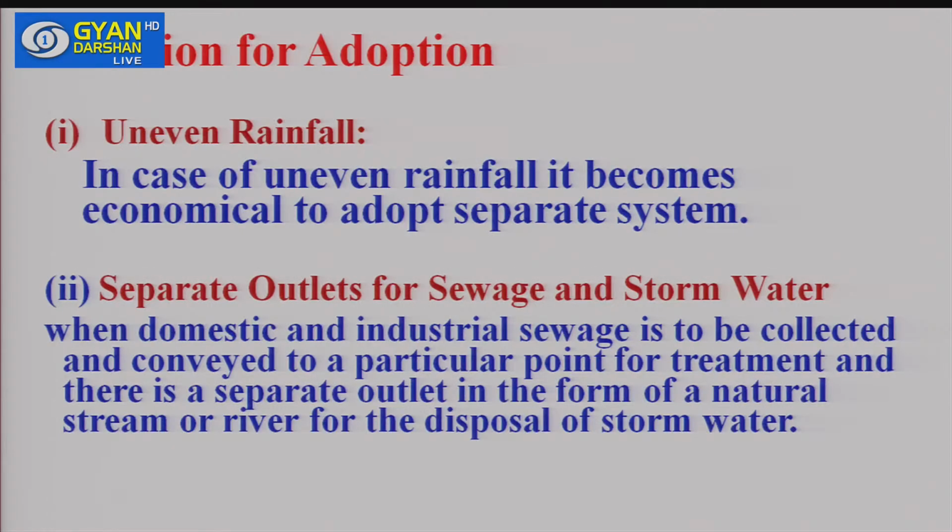Second situation is the separate outlet for sewage and stormwater. If we have a facility where stormwater can be disposed of to some water body, and sewage can be treated in the treatment plant and only then disposed of to a water body, then having a separate sewerage system is a good option basically. Otherwise, we can go for the combined system.